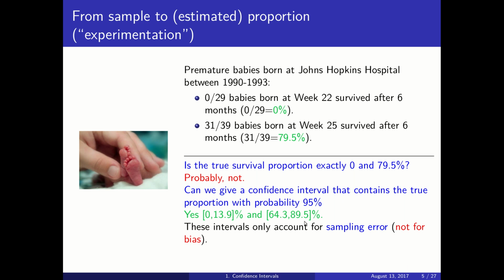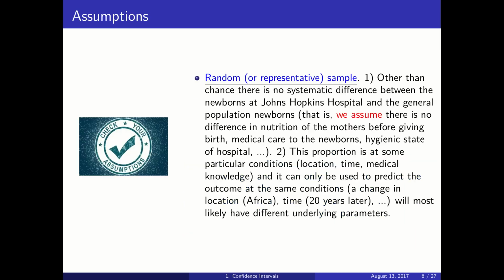So they account only for sampling error. They don't account for bias. If you have a biased experiment, these confidence intervals are completely wrong. It depends on how much bias you have. But if you have a lot of bias, these confidence intervals will be completely wrong.